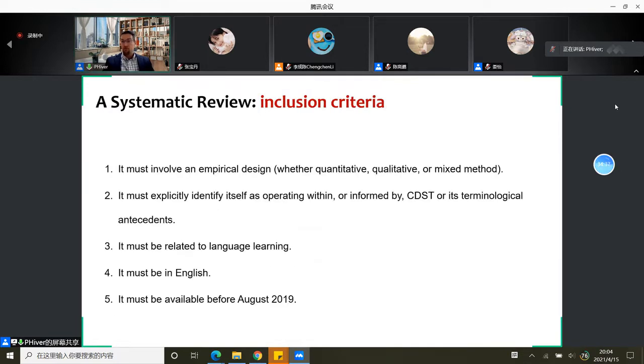So obviously, 2,300 plus reports is too many. So we further refined these reports by looking at these inclusion criteria. Now, inclusion criteria are important simply because they help to focus the scope of a review. So in order to be eligible as one of these papers we were including, they had to satisfy these criteria. Number 2 is especially important. The study had to basically identify itself as being informed by complexity theory research.